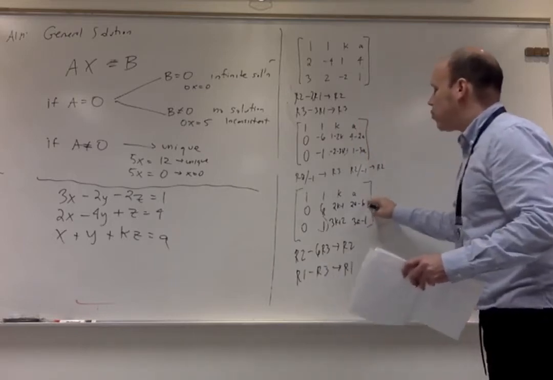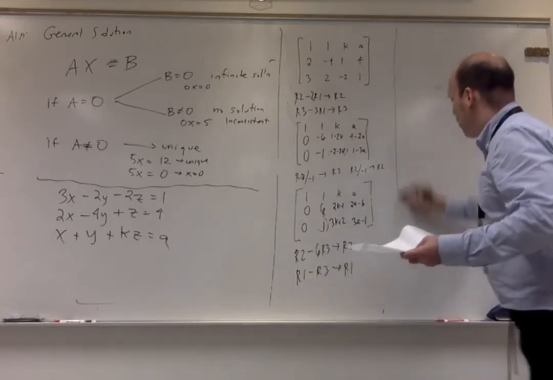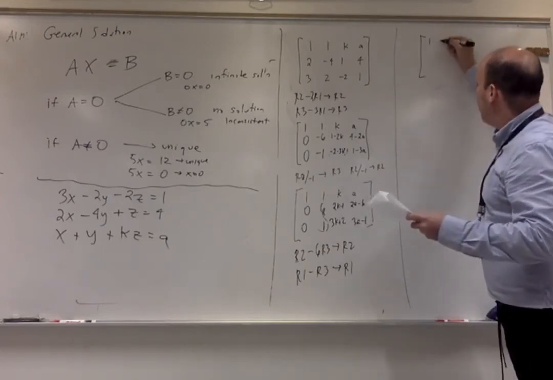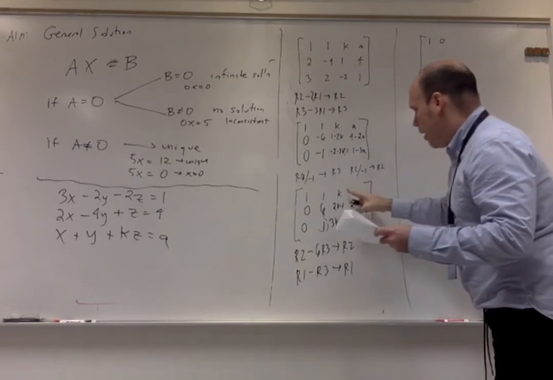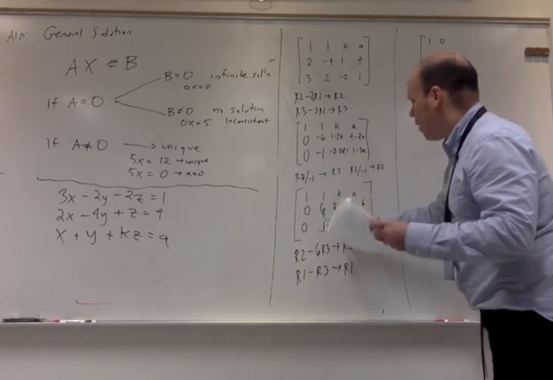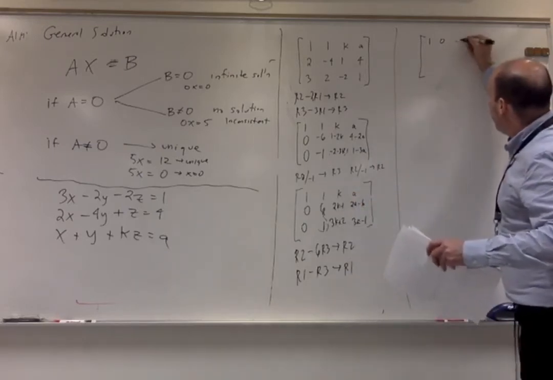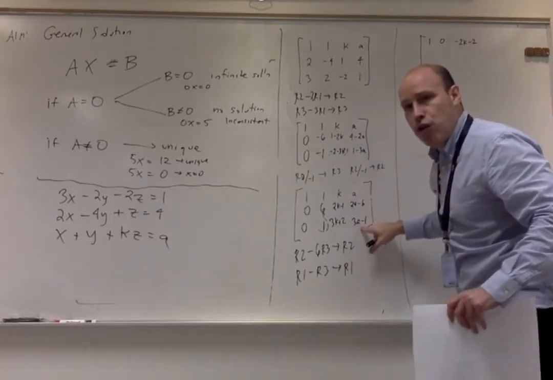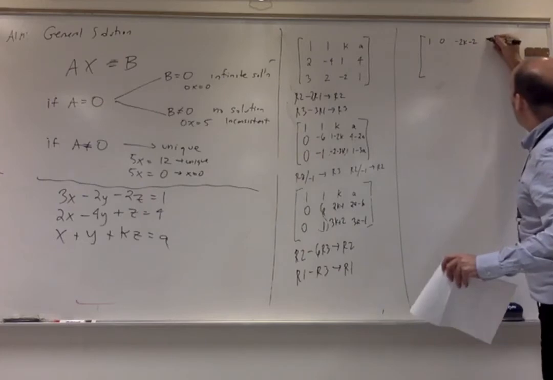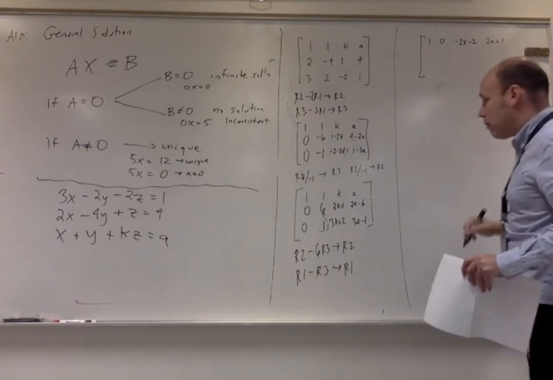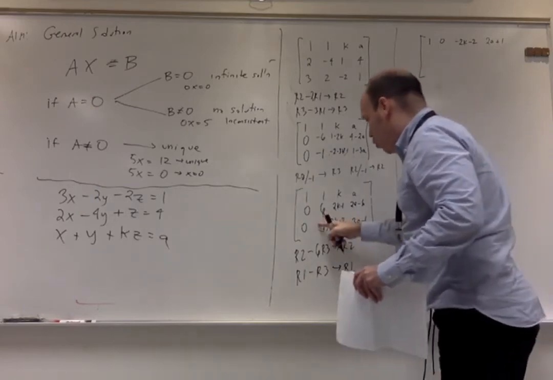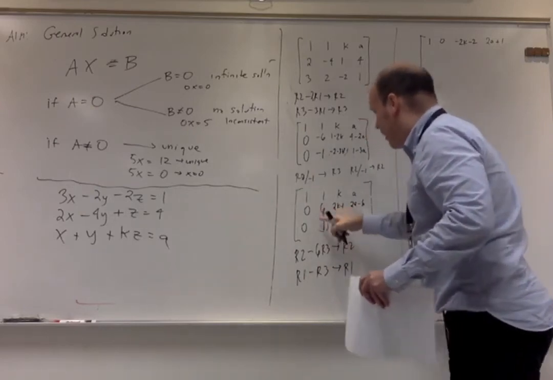But I'm a little interested in this. Let's see what happens. So I have 1, 0. Let's see, k minus 3k plus 2 is negative 2k minus 2. a minus 3a minus 1 is 2a plus 1. Next, row 2 minus 6. 6 minus 6 is 0.